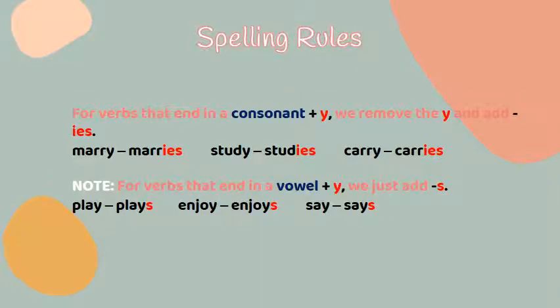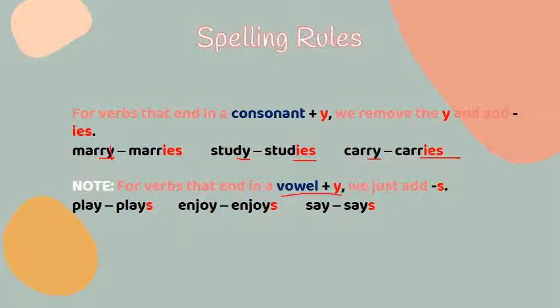For verbs that end in a consonant plus y, when I have y at the end of the verb but it's preceded by a consonant letter, we remove the y and add ies, like marry, marries. You see, I have consonant then y, so I cross out the y and I add ies. Study, studies. Carry, carries.